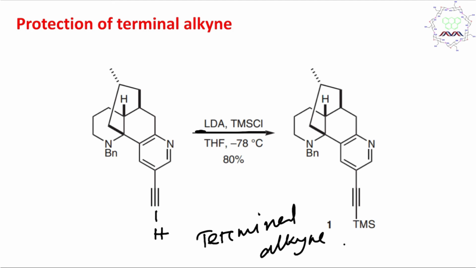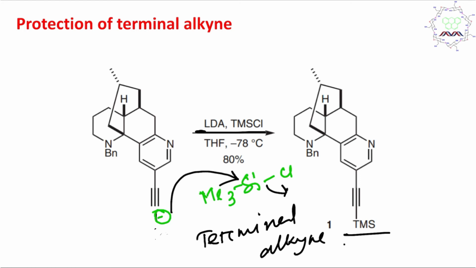Okay, so how does it produce? First LDA abstracts this proton and ultimately converts it into a carbanion. This carbanion acts as a nucleophile, similar to the previous one. It attacks this silicon center via an SN2 type reaction, chloride leaves, and ultimately it produces the TMS protected product. By the way, we know these sp carbon hydrogens are significantly acidic compared to sp2 and sp3. That's why this reaction is possible.